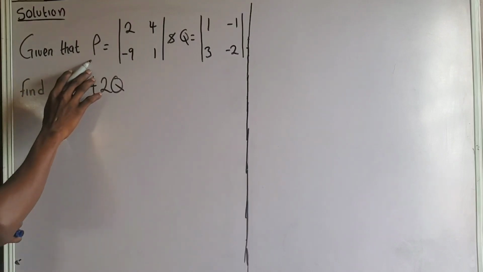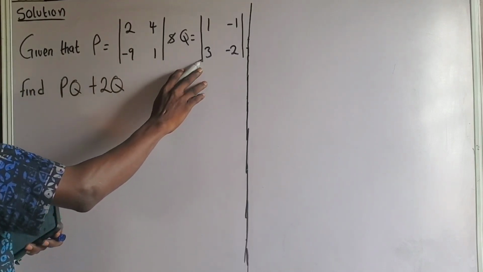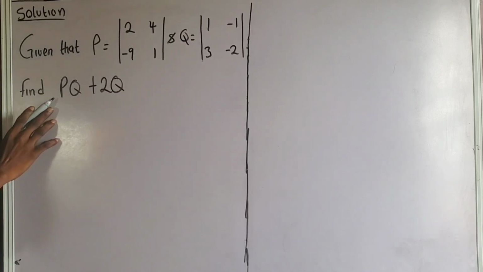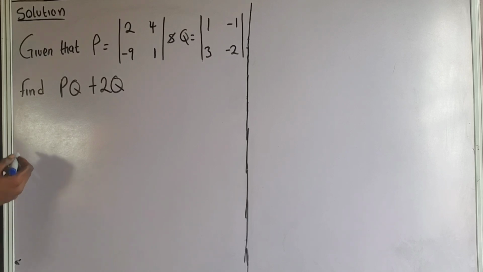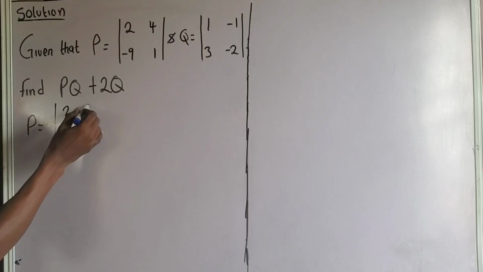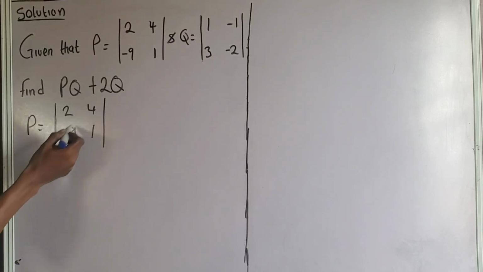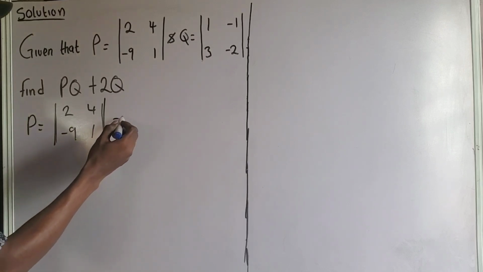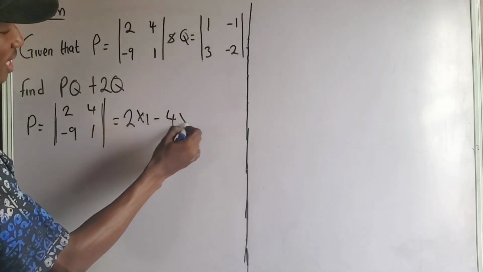Given that P equals the determinant of this matrix and Q equals the determinant of this matrix, we are asked to find PQ plus 2Q. Okay, how can we evaluate PQ plus 2Q? The first step is that since we know that P equals 2, 4, negative 9, 1, the meaning of these signs is determinant. So let us evaluate the determinant of this matrix. For this, I'm going to have 2 times 1 minus 4 times negative 9.